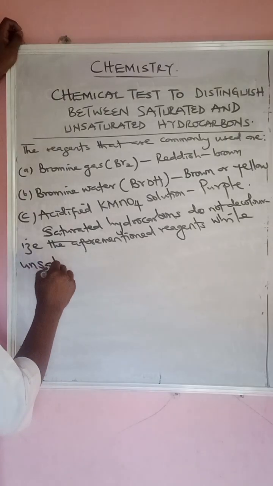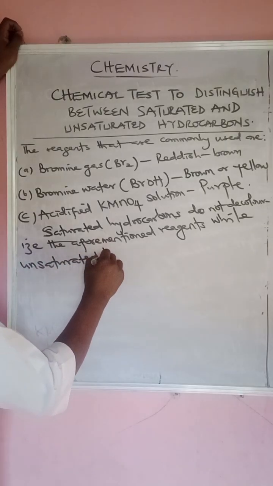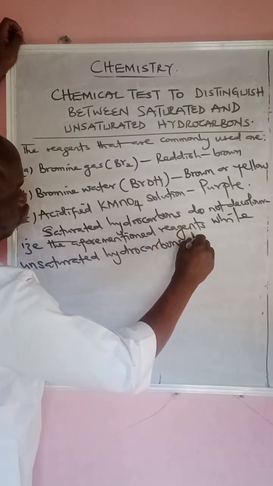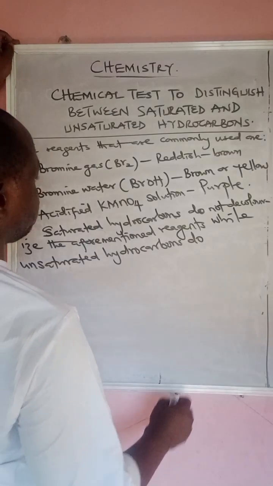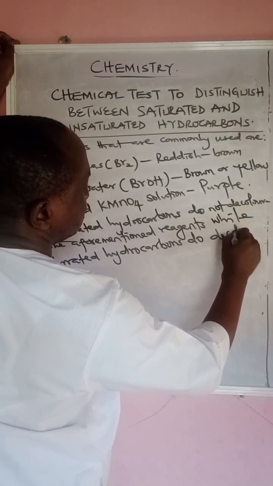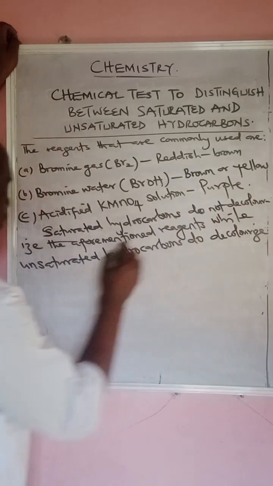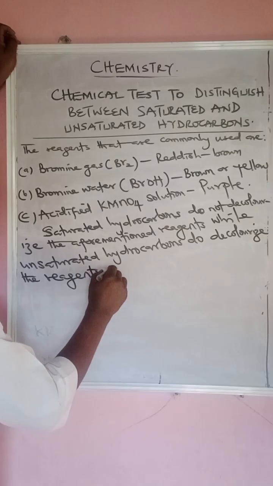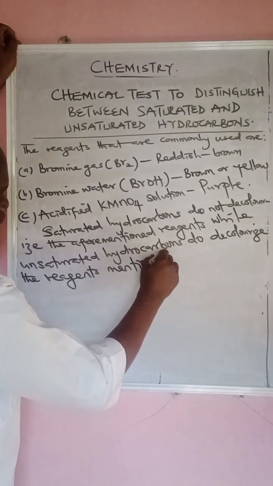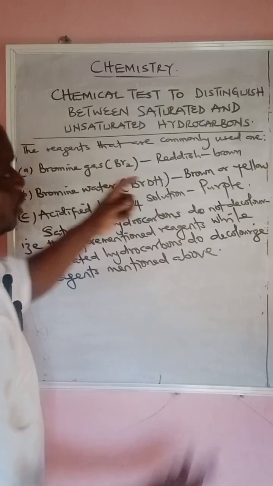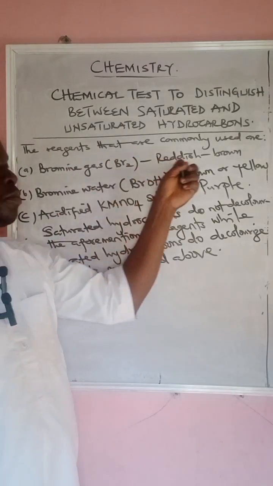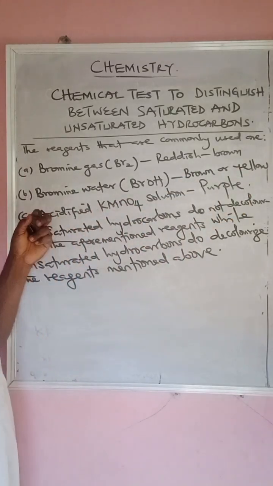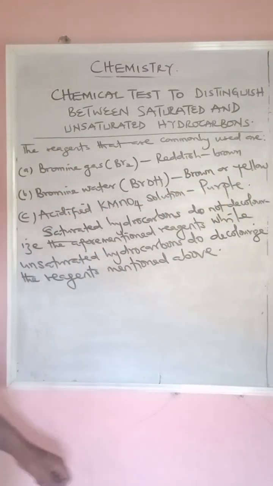Unsaturated hydrocarbons do decolorize the reagents mentioned above. Like if you turn bromine gas from reddish brown to colorless, bromine water from brown or yellow to colorless, acidified KMnO4 solution from purple to colorless.